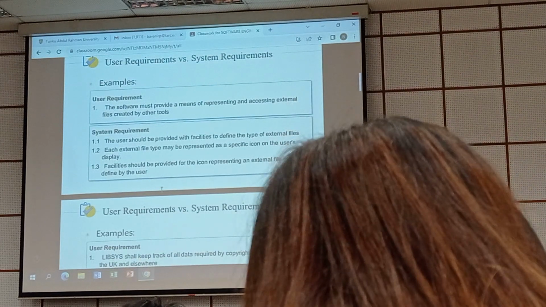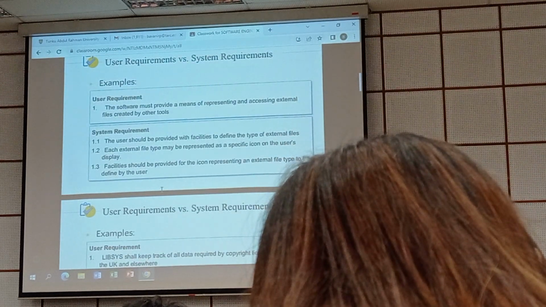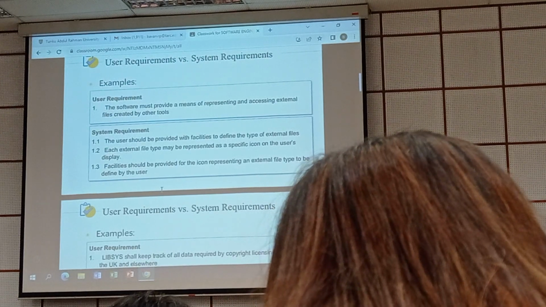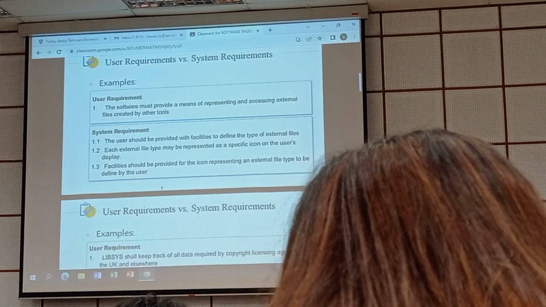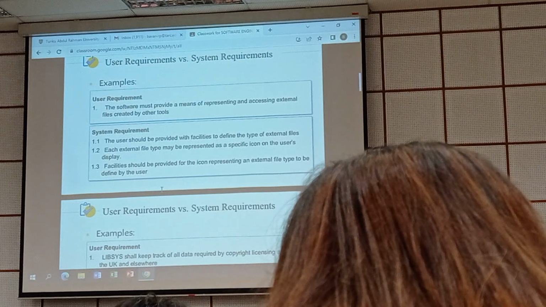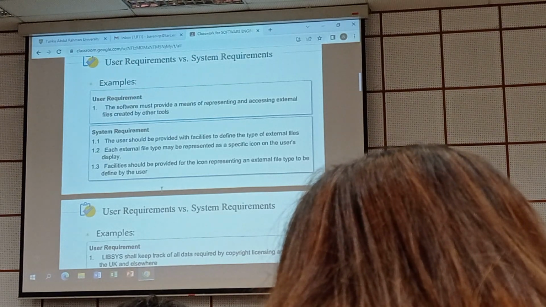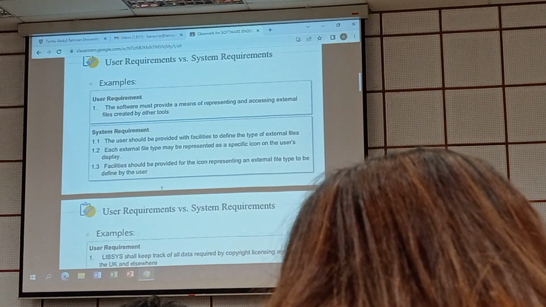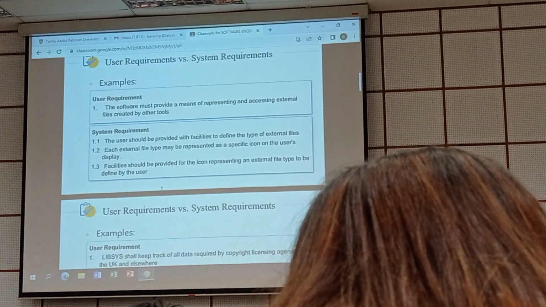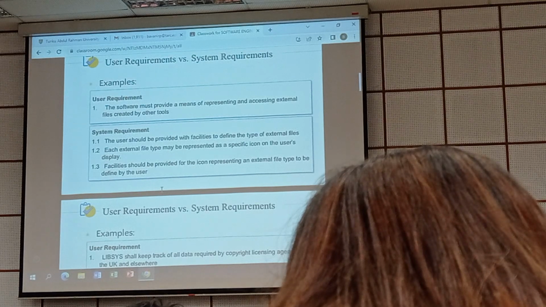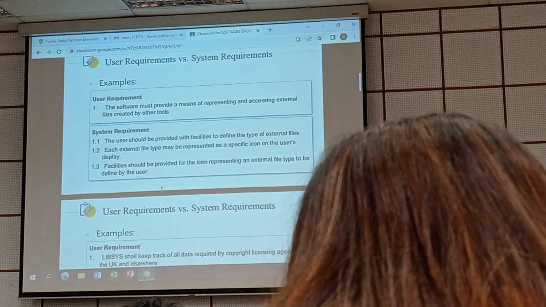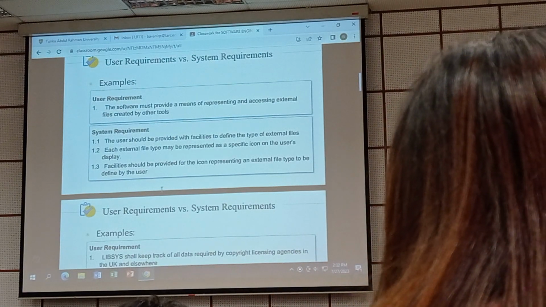For the system requirement, the user should provide the facility to define the type of file. If you want me to help you do that, you have to give me all the necessary input, then only I can provide the end output. Do you understand? Very simple example.